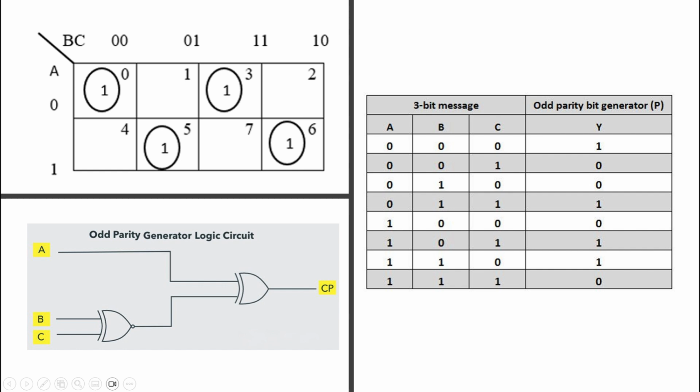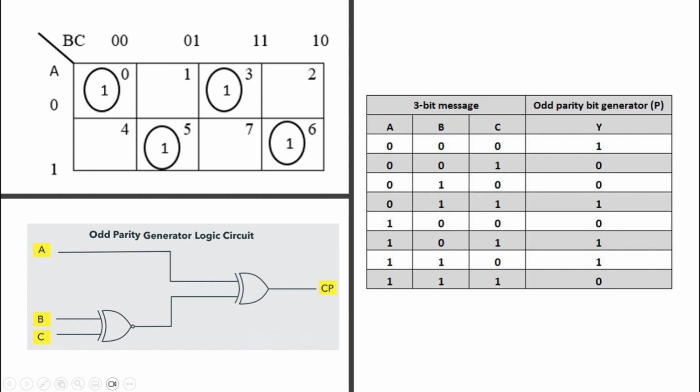Now look at the bottom of the slide. There is a diagram with symbols. Those symbols are XOR gates. The wires connect them together. The circuit takes A, B, and C as inputs. The XOR gates count the ones automatically. Then the circuit outputs the correct parity bit Y.